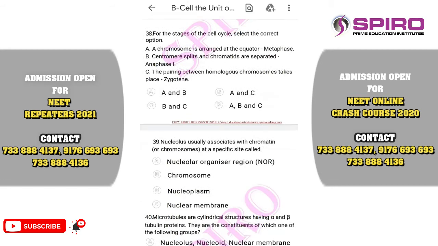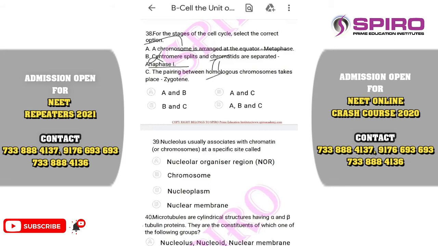The chromosome is arranged at the equator, the metaphasic plate. Yes, correct. In metaphase only, the chromosomes are arranged at the equator. Next, B: the centromere splits and chromatids are separated at anaphase one. I have explained in detail, it is wrong because this happens in anaphase two, right? So that is the incorrect one.